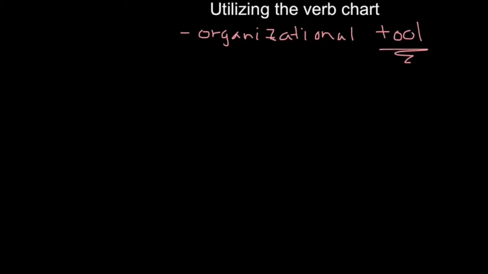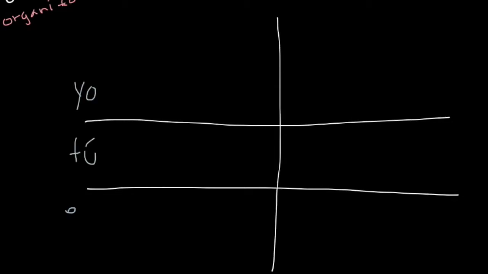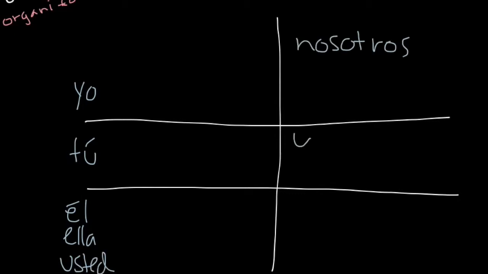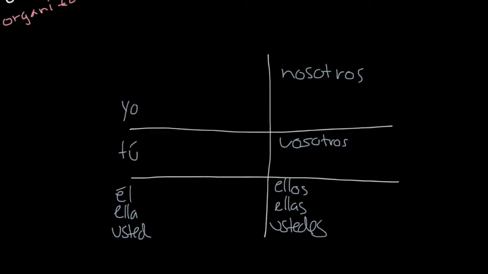Speaking of verb charts, what are they? Well, it's an organizational tool, but how do we use that tool? Let's take a look. First, I got to draw out my chart. I need to add in all my pronouns in their correct boxes. In Spanish, of course.